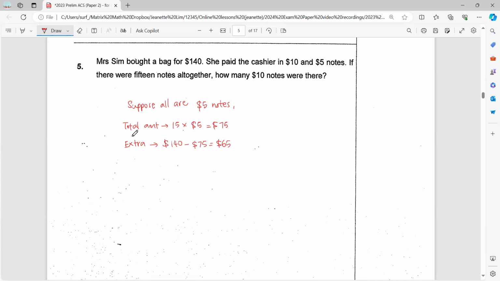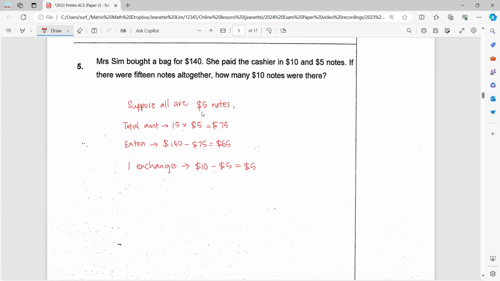So I'm going to do this exchange, okay? I'm going to exchange each $5 note for a $10 note. So every exchange, what is this extra that I'm getting? So it's actually the difference between 10 and 5. I get extra $5, okay? So when I exchange one $5 note for a $10 note, I get extra $5.